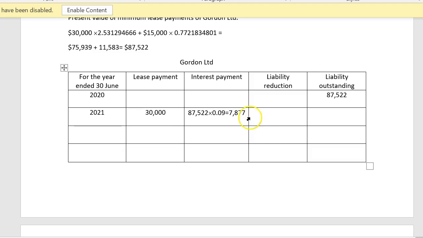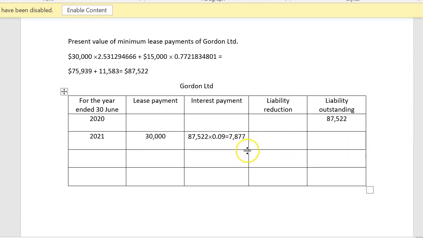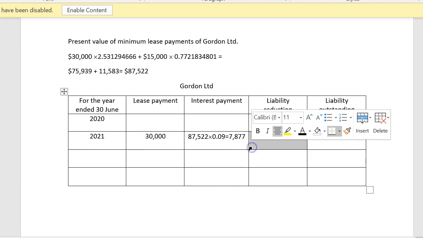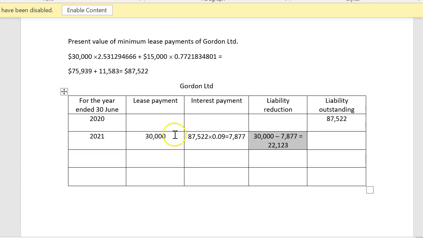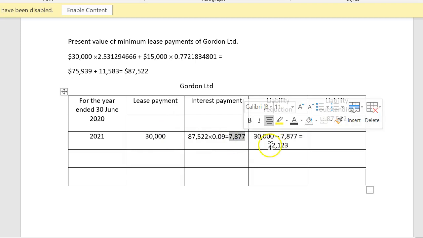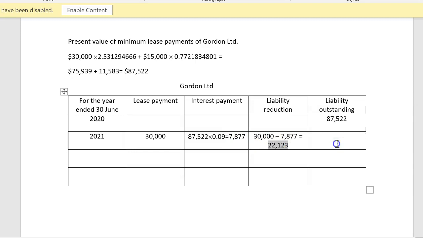And the liability reduction is how much? Okay, so it's 30,000 minus 7,877. That gives you the liability reduction. And the liability is reduced by 22,123. This is the liability outstanding at the end of 30th of June 2021.